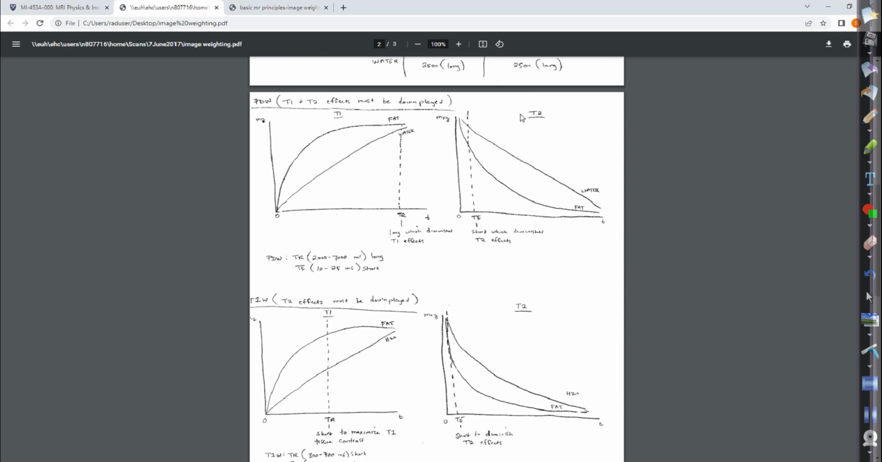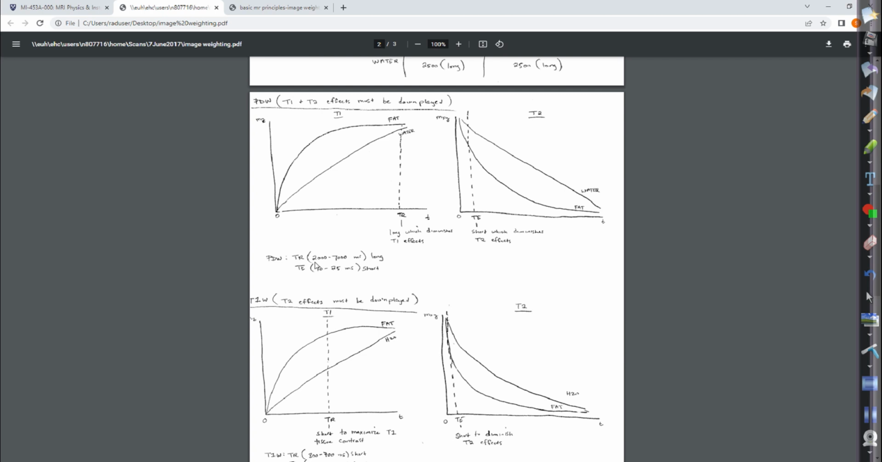So then how do we diminish T2? We don't let those tissues decay for very long before we sample those echoes. So we select a short echo time where the tissues don't have much contrast difference. Okay? So by selecting a long TR and a short TE, that will give us our desired proton density contrast. So this is why it's a proton density weighted image.